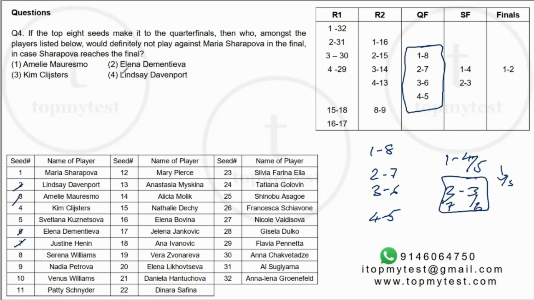Alright, so Lindsay Davenport is out. Amelie Mauresmo would definitely not play. So Lindsay Davenport can play. Amelie Mauresmo can play. Elena Dementieva can play in the final. Kim Clijsters cannot play Maria Sharapova in the finals. Kim Clijsters is ranked 4th. She can play her only in the semi-finals. Option 3 will be a correct choice.